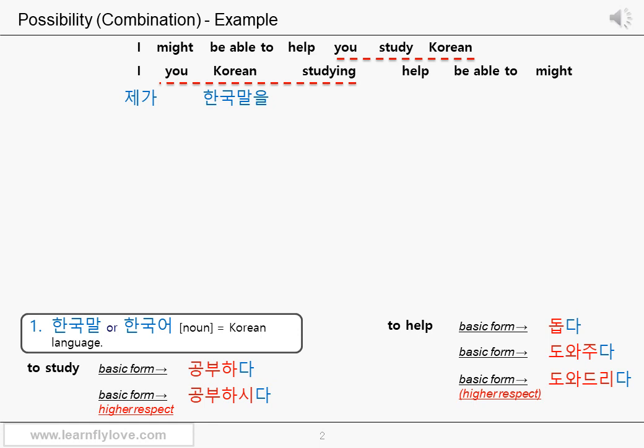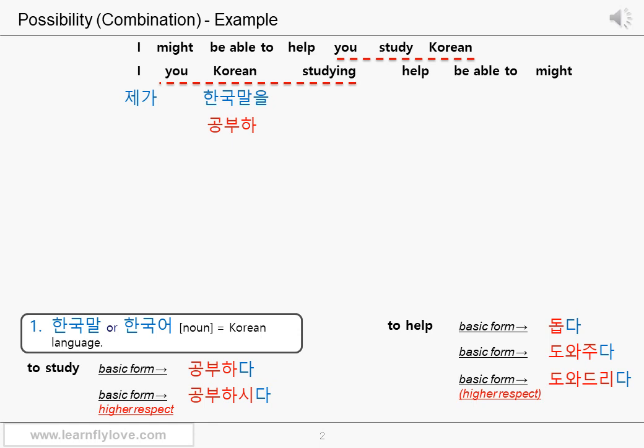한국말을. Studying. The entire phrase you Korean studying is going to be an object of the verb help. So the last word studying should be in a noun form. The basic form of the verb study is 공부하다. The stem is 공부하.